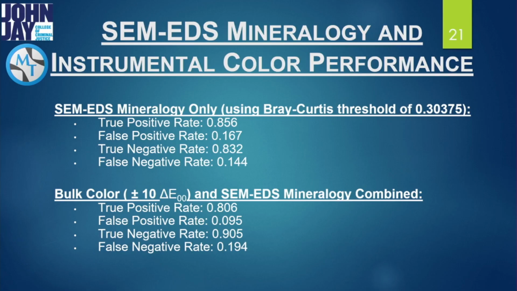Using that threshold, you can see our true positive rate is about 87%, and our false positive rate is about 16% when we are only using SEM-EDS. When we combine SEM-EDS with the color, so we do color first as a first pass, then follow it up with the SEM-EDS, you can see our true positive rate drops down to about 80%, but our false positive rate drops down to about 9%.